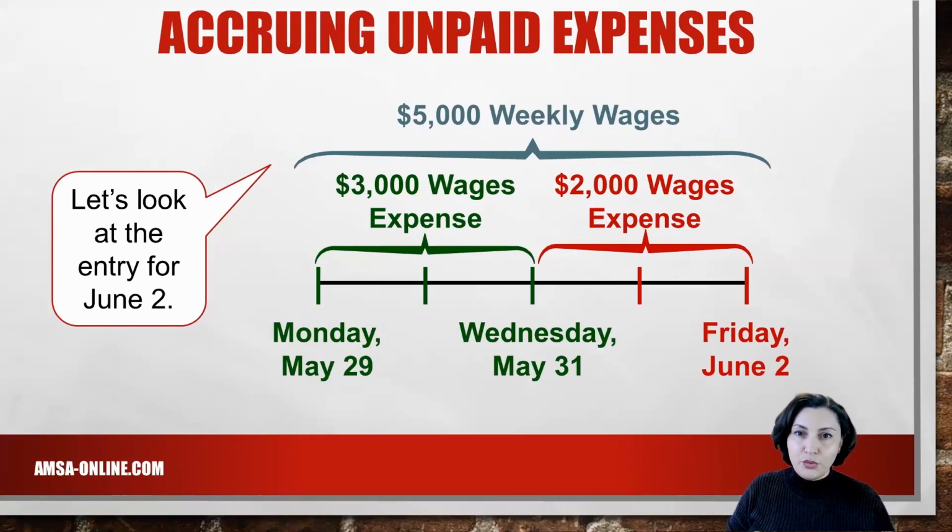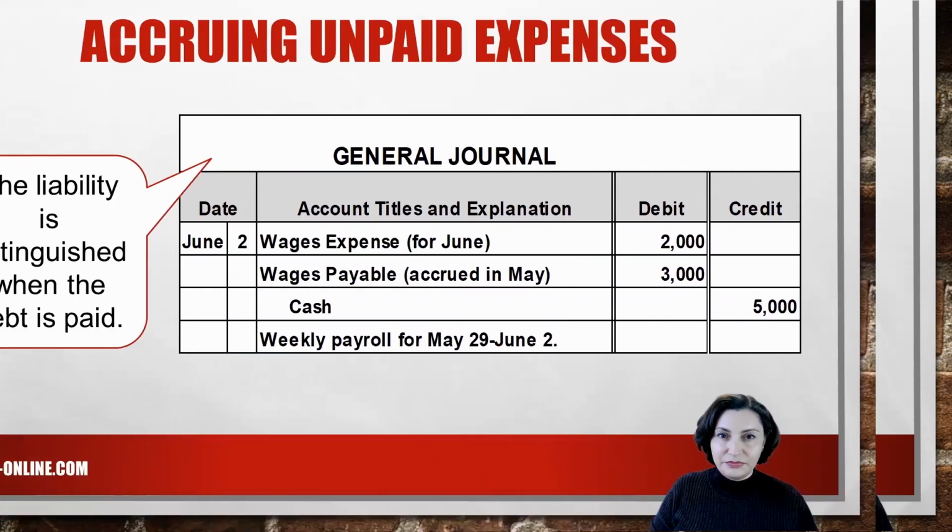$2,000 of wages were earned by employees on Thursday, June 1st, and Friday, June 2nd. Let's look at the entry Web will make on payday, Friday, June 2nd. Keep in mind that part of the $5,000 of total wages expense has already been recognized.